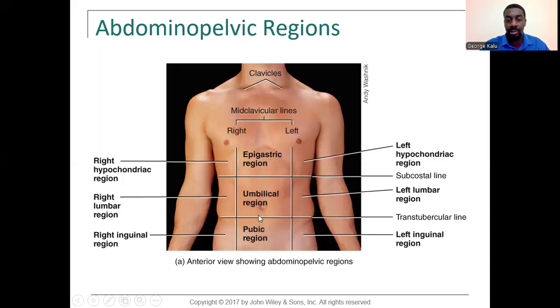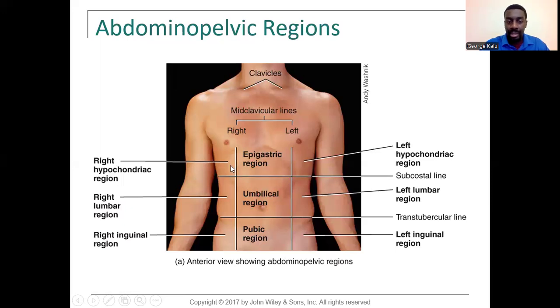The umbilical region is going to be this middle part. That's going to be referring to where your umbilical cord is, or where your umbilicus, which means your belly button, is. Okay. So umbilical is going to be this middle part. And then the last one is the pubic region, which is going to be in the pubic area.